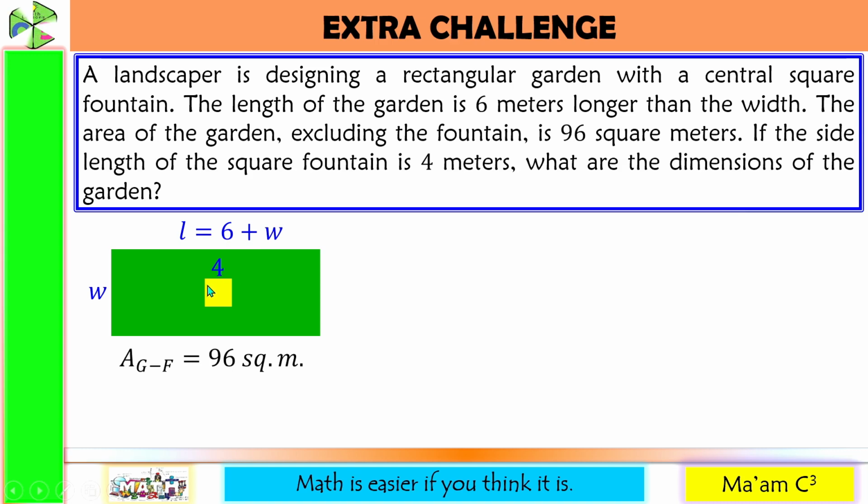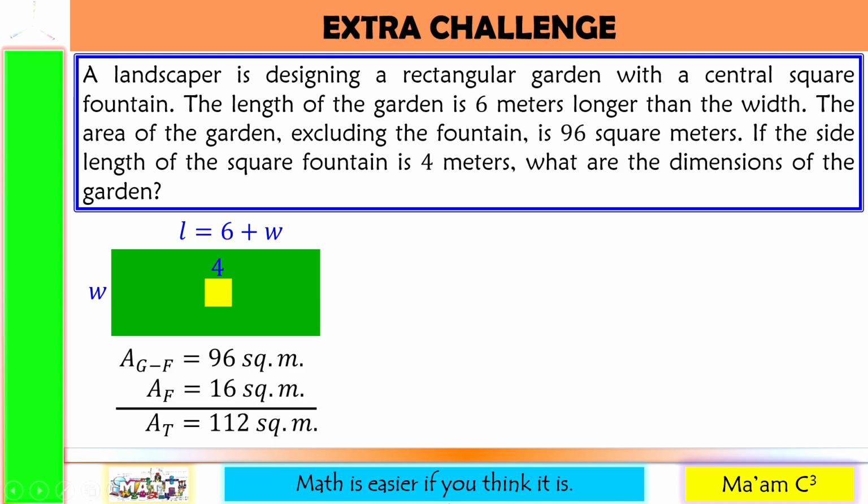If this is 4 and this is a square, we can easily get its area because the area of a square is side squared, and 4 squared is equal to 16. Next, let us determine the area of the whole garden, and that will mean adding these two. 96 plus 16 is 112 square meters.